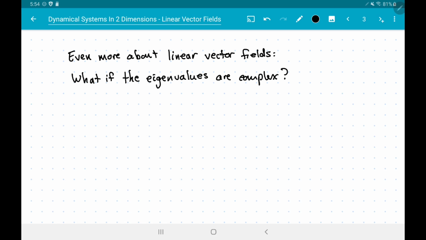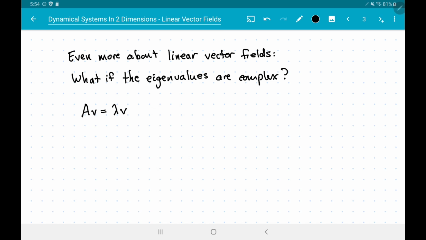In this video, I'm going to give you some information about linear vector fields in the plane in the case of complex eigenvectors and complex eigenvalues. So just to refresh your memory, you can sometimes have complex numbers lambda that satisfy an equation like this, even when A has only real entries. I'll say more about that in another video.